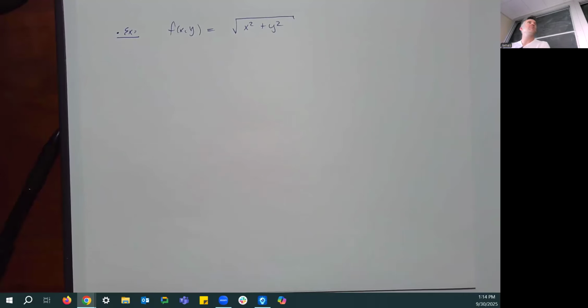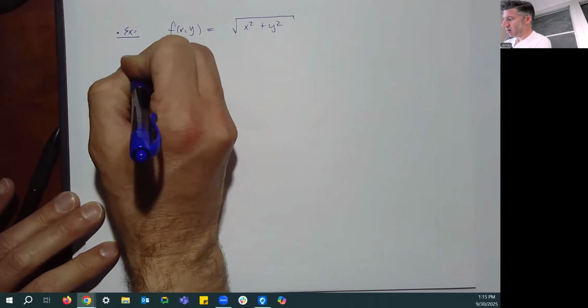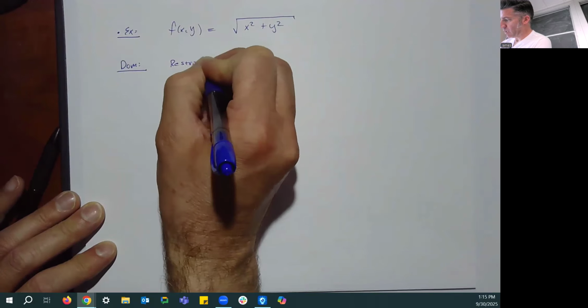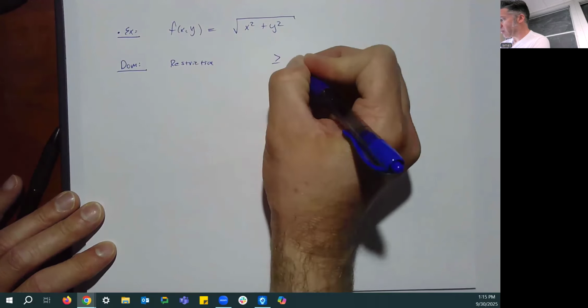So quick question. It's kind of a deceiving question. Does this function have any domain restrictions? I mean, it looks like it could because you've got a square root in there. So let's talk about the domain for a second. For our domain here, our restriction is that whatever's on the inside has to be greater than or equal to 0.